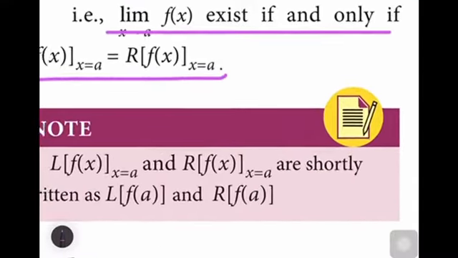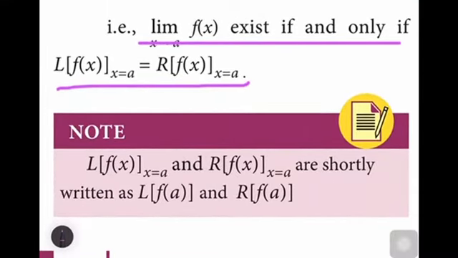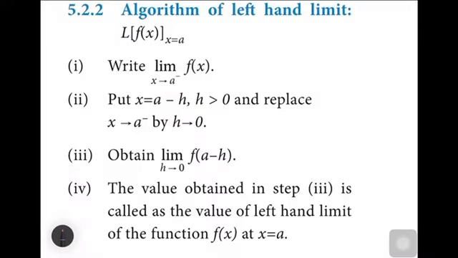So the left hand limit and right hand limit are shortly written as L of f of a and R of f of a. How to calculate the left hand limit? First we have to write limit x tends to a minus f of x. That's the first step. Then we have to put x is equal to a minus h. Obtain limit h tends to 0 f of a minus h. And now the value obtained is the left hand limit.